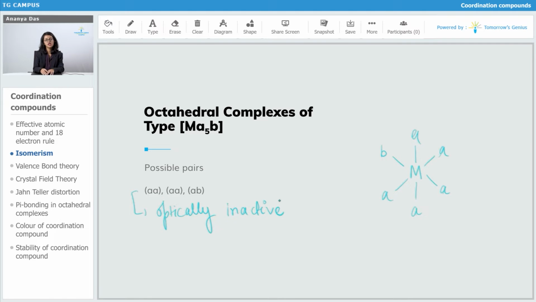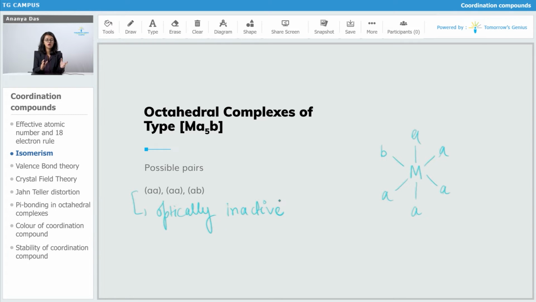So if a question asks you, does the octahedral complex of the type MA5B, or they can give you real ligands, instead of writing MA5B, they can give you that there is some metal and NH3 is present 5 times and Cl is present 1 time. Will it show geometrical isomerism or not? So your answer is going to be no. It is not going to show geometrical isomers because there is only one possible pair.